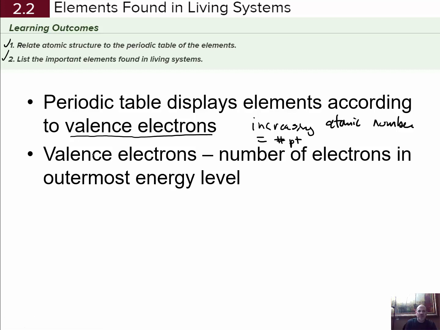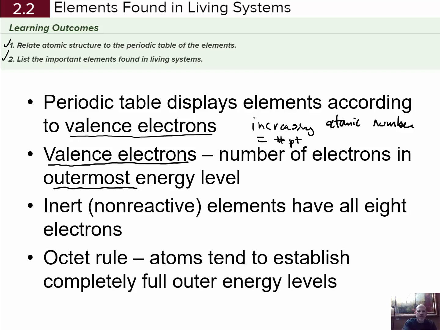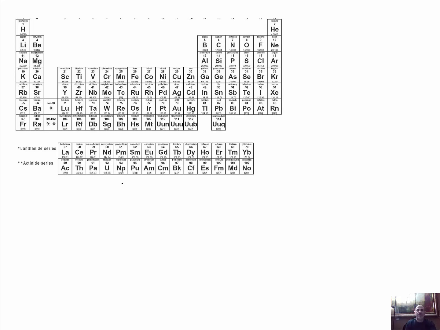And so what we're really going to be interested in again is valence electrons. Now valence electrons is equal to the number of electrons in the outermost energy level, which I mentioned in the last section. So now I'm going to tell you how to determine the number of valence electrons just by looking at the periodic table. So I'm going to skip forward real quick here, and I have a small periodic table.